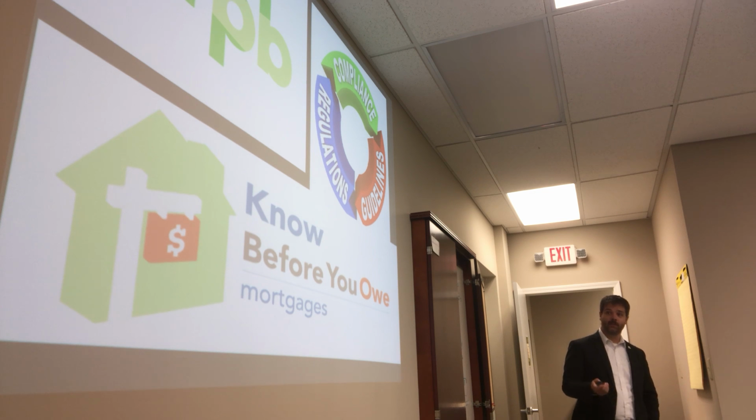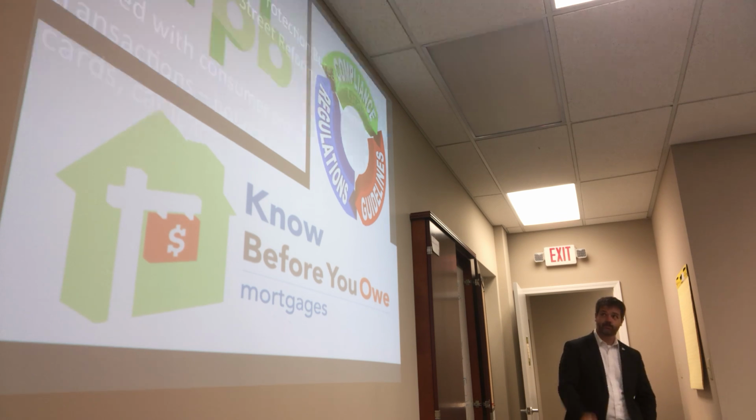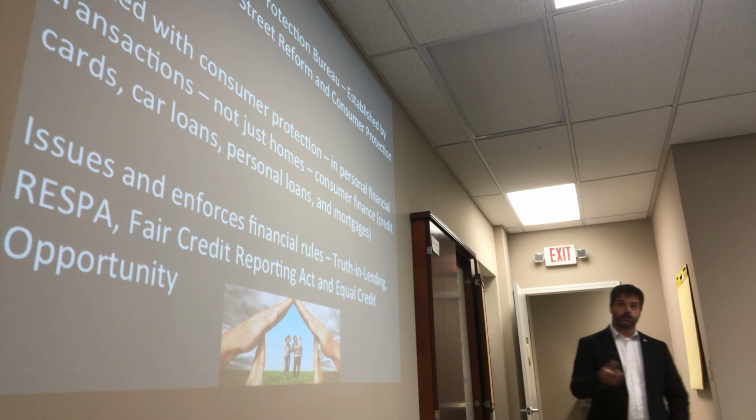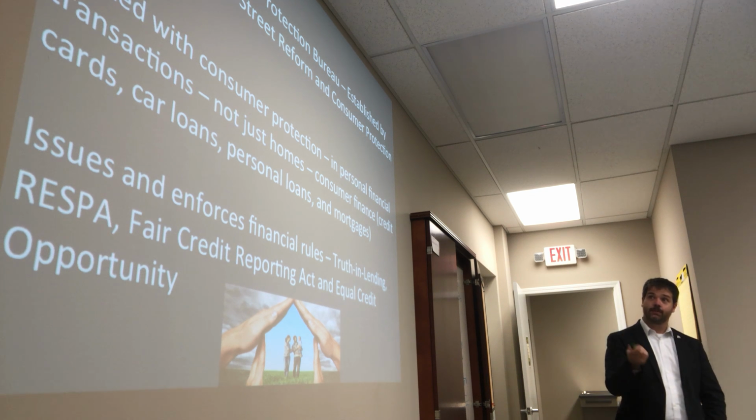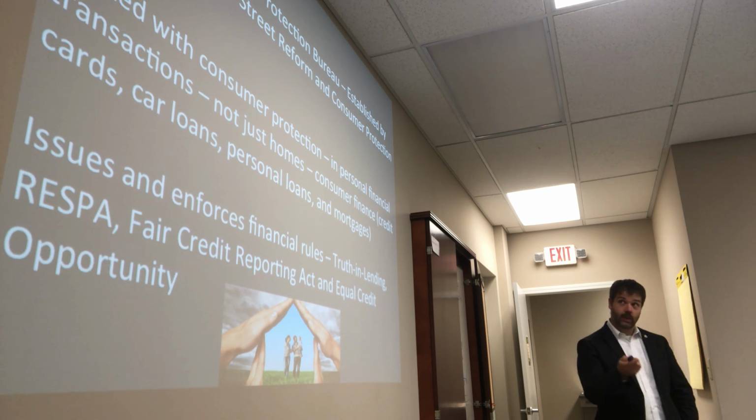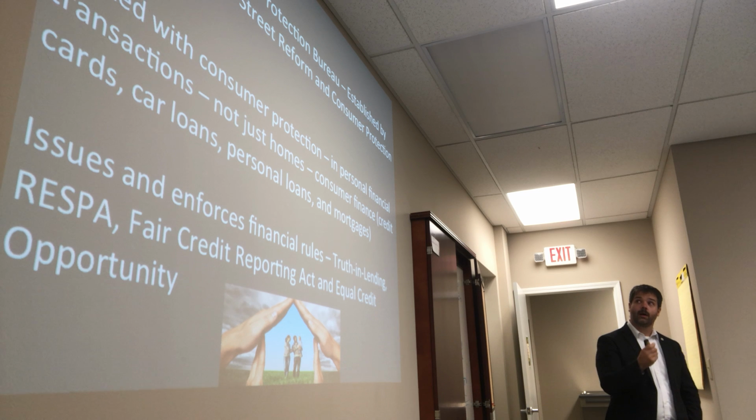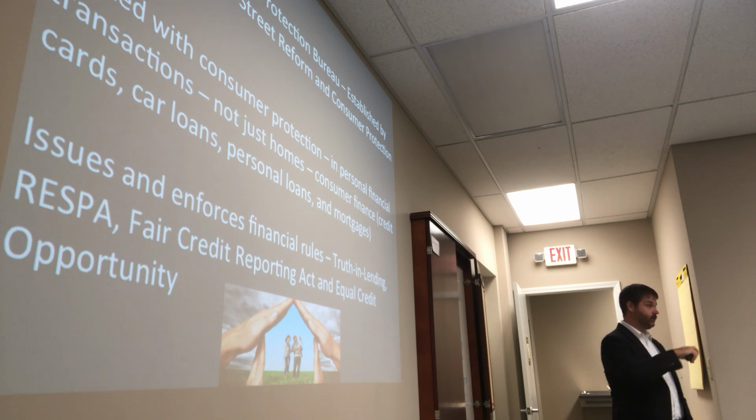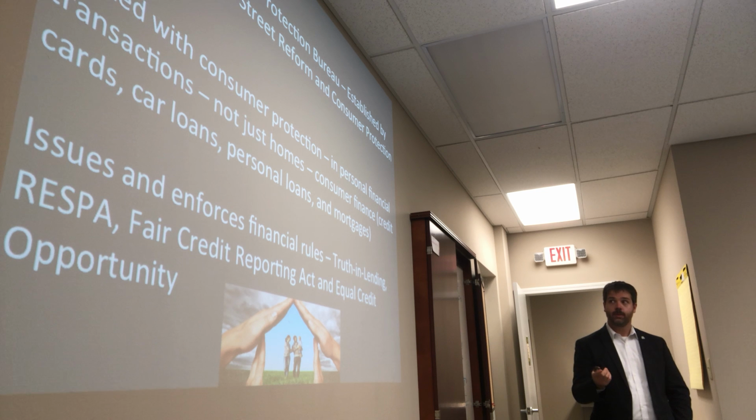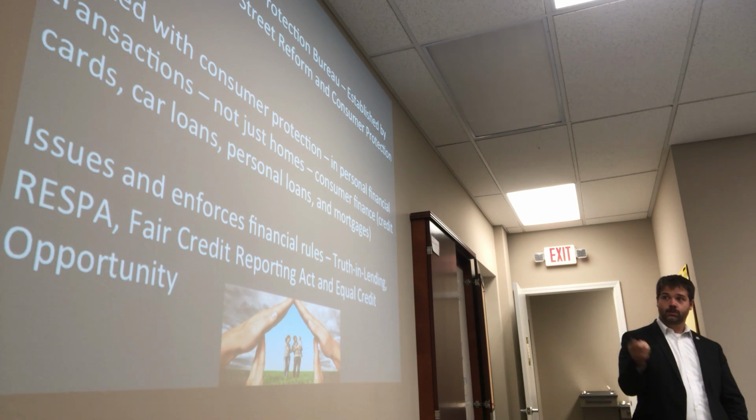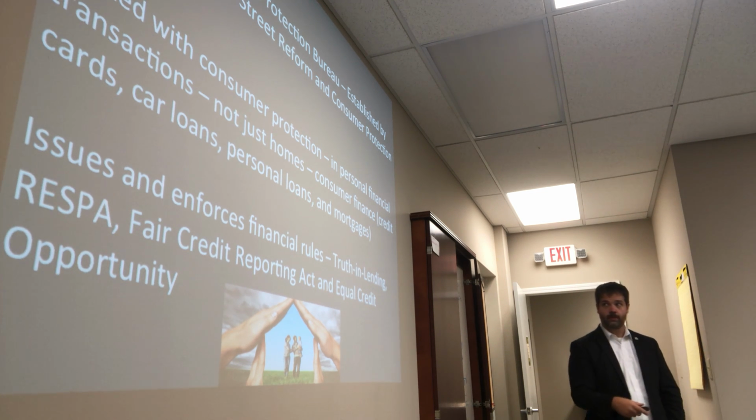So the CFPB was the one in charge of that. Their entire goal was that everybody should know before they owe. The Consumer Financial Protection Bureau, CFPB, was established by the Dodd-Frank Wall Street Reform and Consumer Protection Act, and was tasked with overhauling this process to simplify financing so that there was less predatory financing. Not just homes, but any kind of consumer financing: credit cards, car loans, loan payments, mortgages.